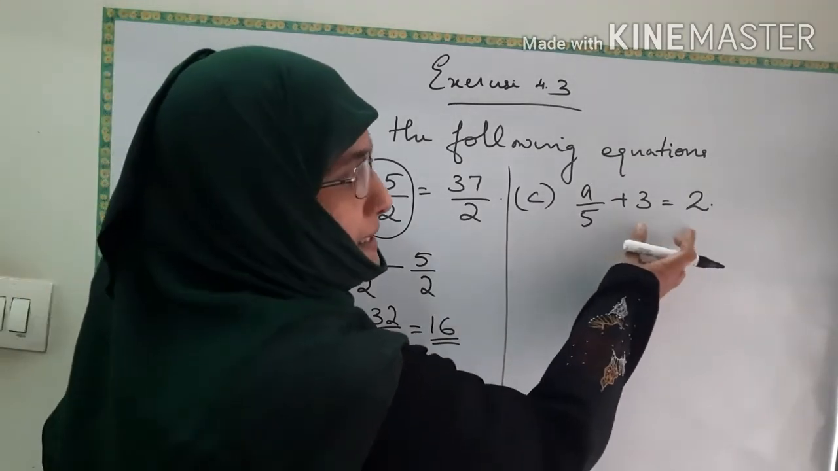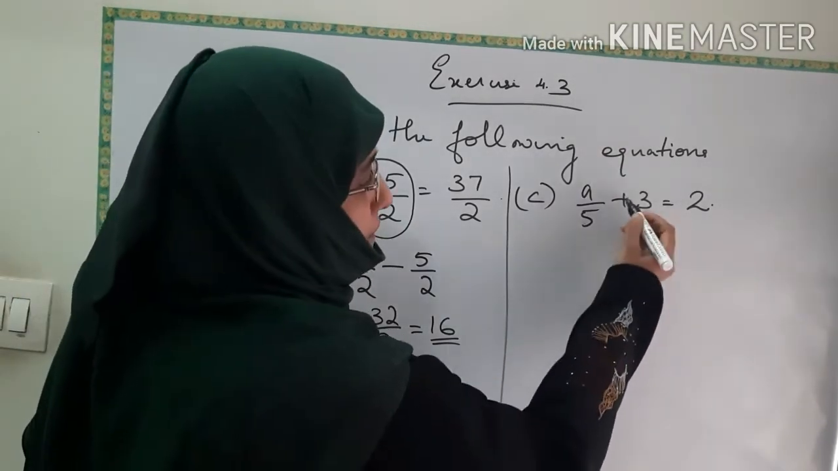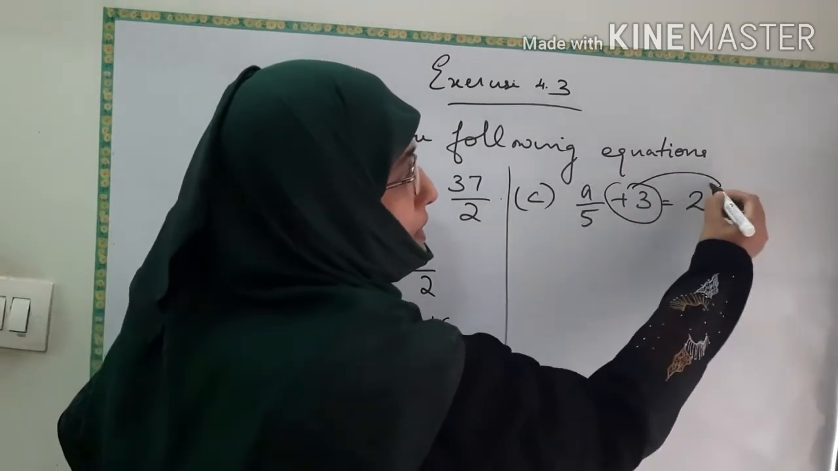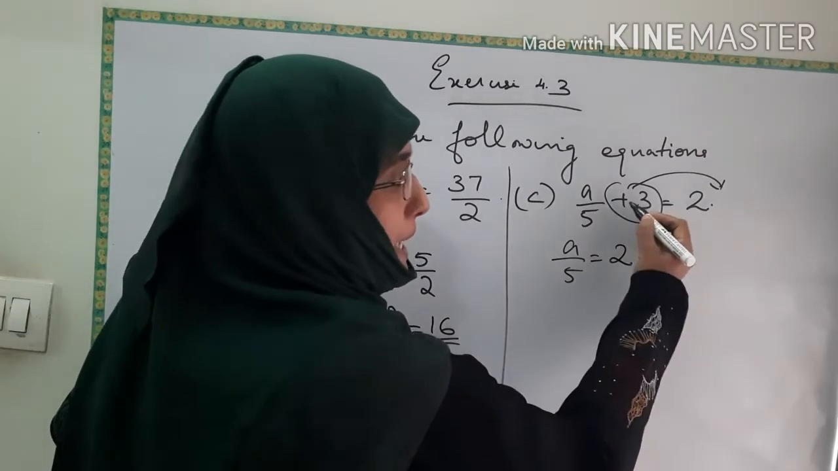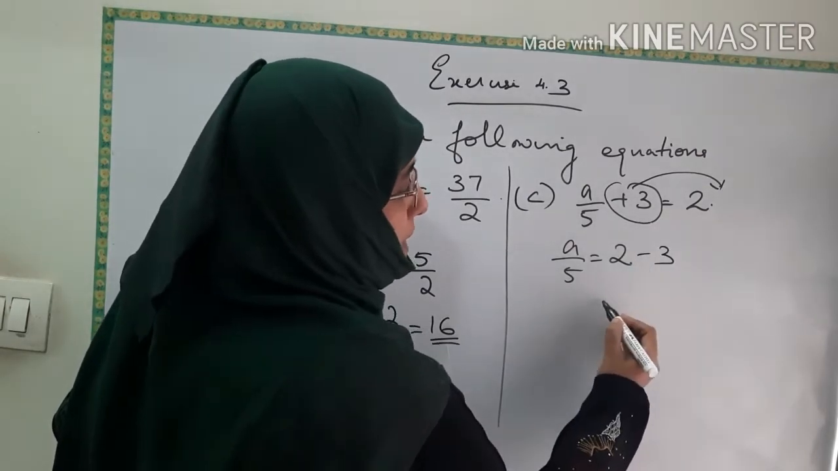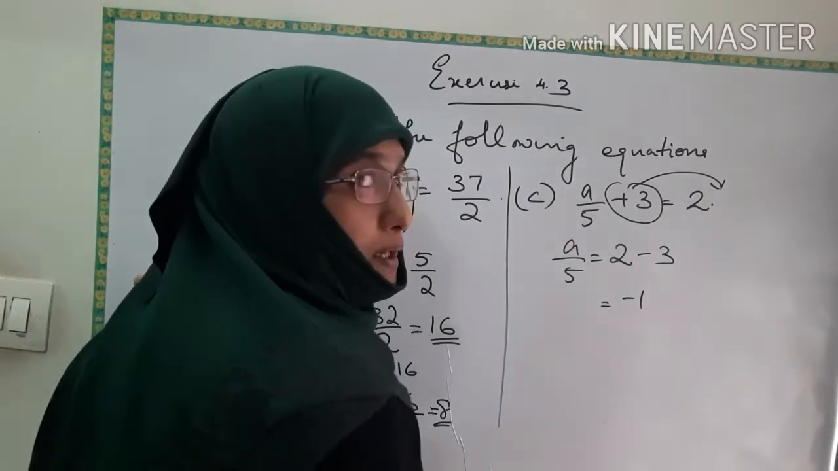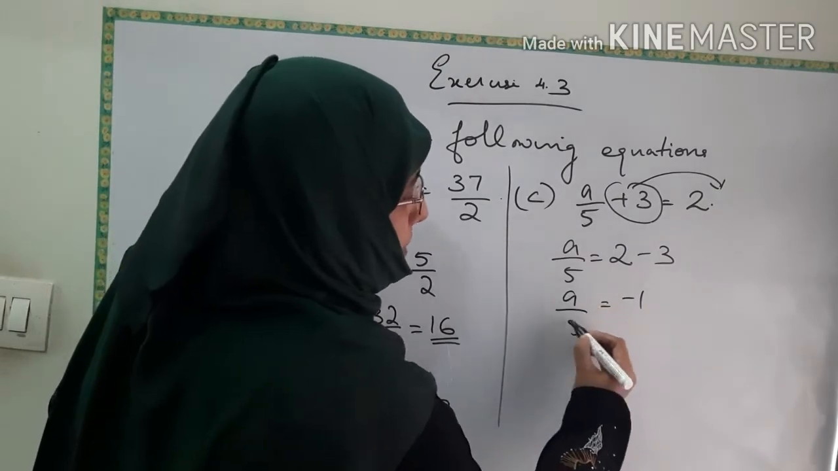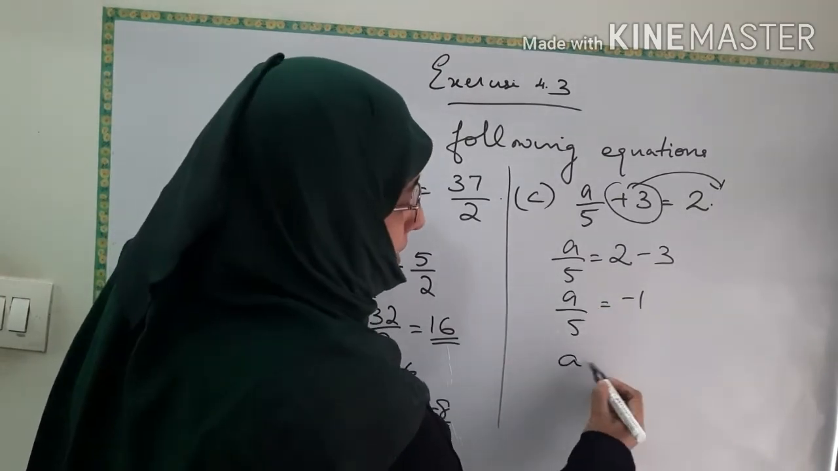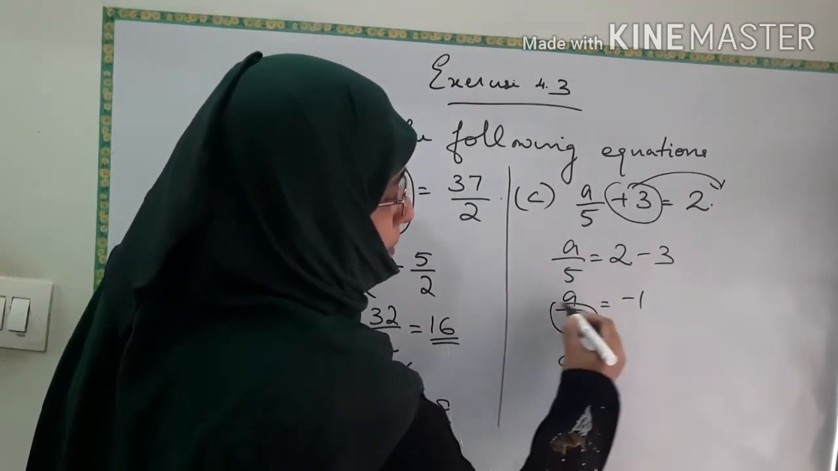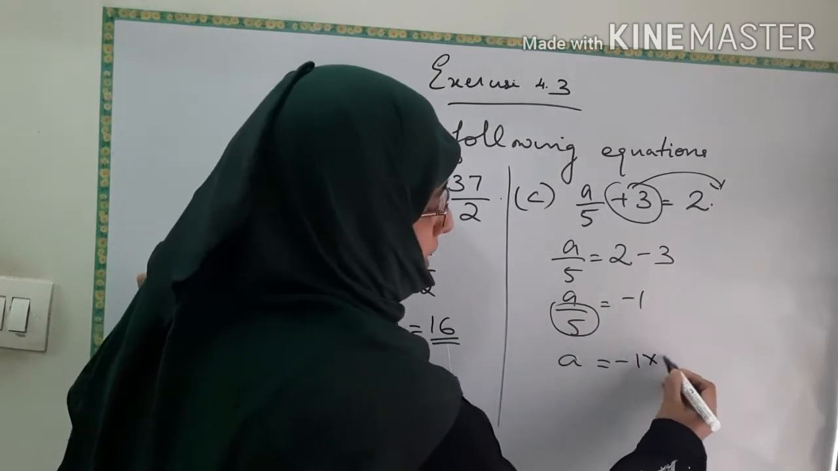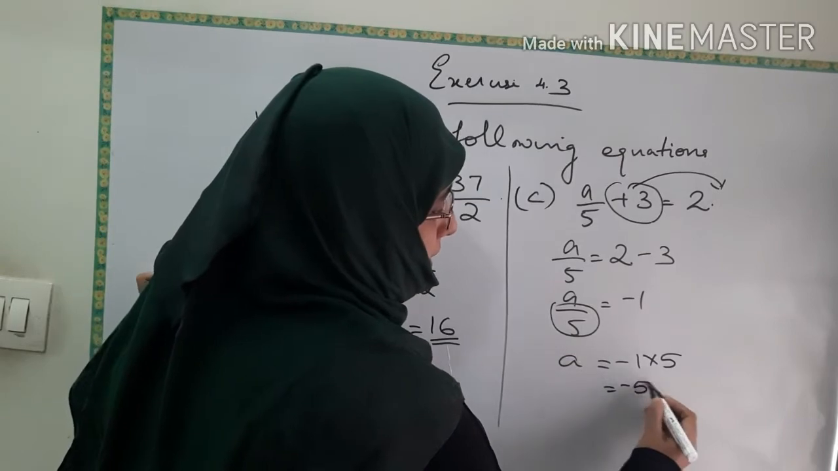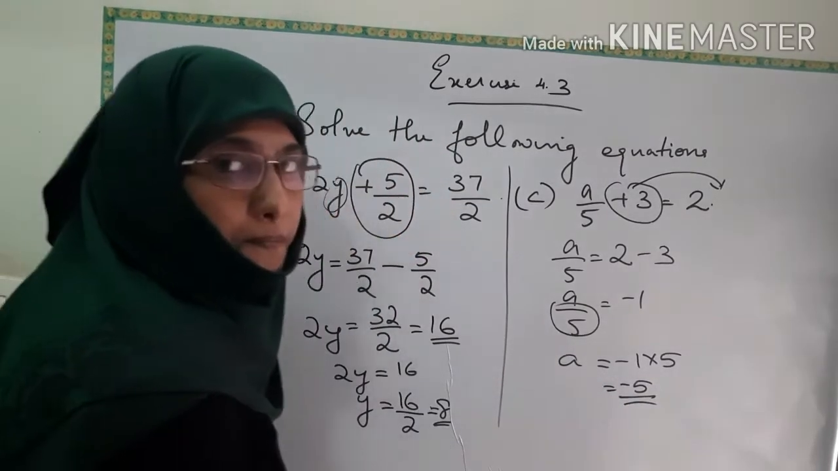a by 5 plus 3 equal to 2. Here first you take plus 3 to the other side. So a by 5 equal to 2 minus 3. What is 2 minus 3? It is negative 1. So a by 5 equal to negative 1. Then what is a? Here it is division now, so when it goes to the other side it becomes multiplication. So minus 1 into 5, that is minus 5.